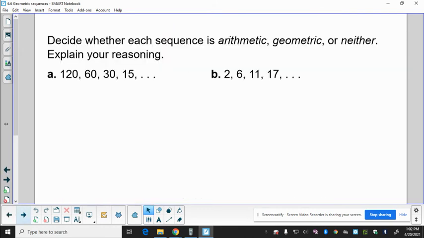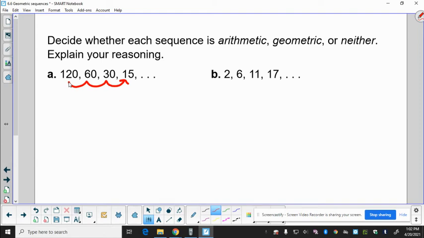Okay, here we go. Can we decide if these are arithmetic, geometric, or neither? Let's take a look at part A. What do you think? Look at these numbers here. What is the pattern here? Well, let's see here. It looks to me like everything is being cut in half.